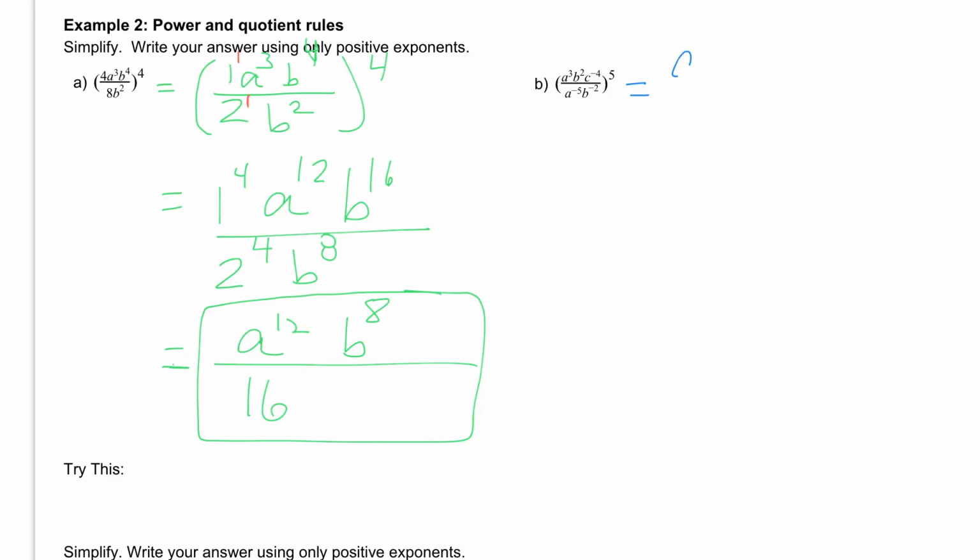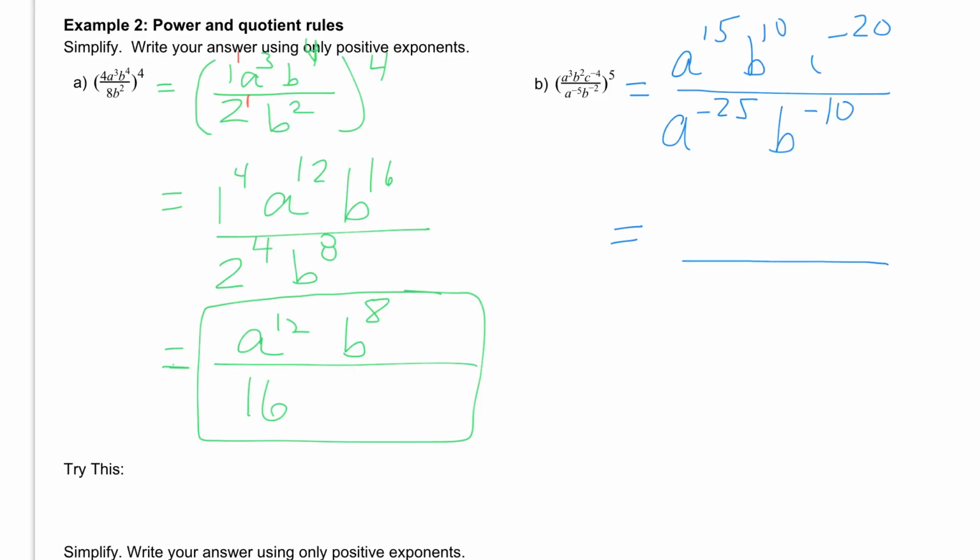So on the top, we would have a to the 15th, b to the 10th, and c to the negative 20th. In the denominator, we have a to the negative 25, b to the negative 10. Now, since we're dealing with negative exponents here, our next step is to get them all positive. So we're going to go one by one.